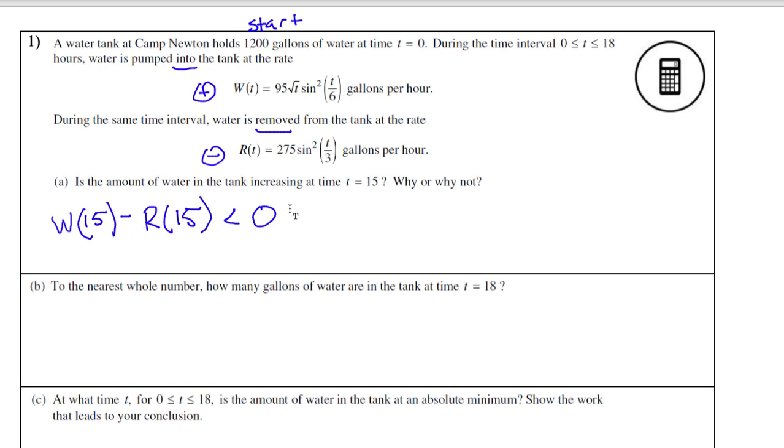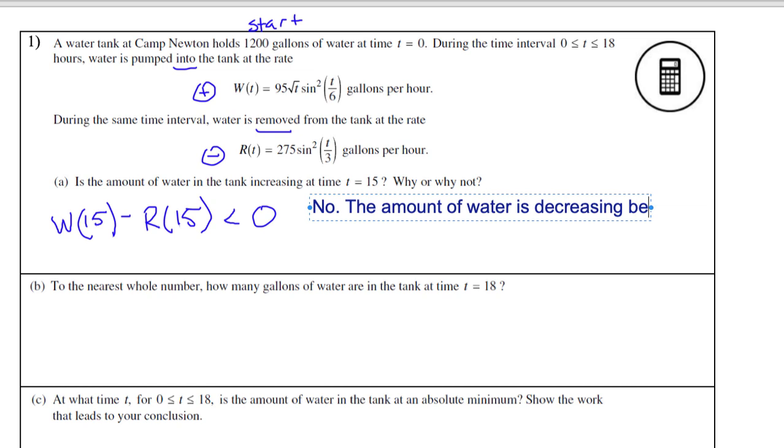So we can say here, no, the amount of water is decreasing. Why? Because W of 15 minus R of 15 is less than 0. As long as you had the word no, or that it's decreasing, and then you have the rationale as well, I think it's 1 point.